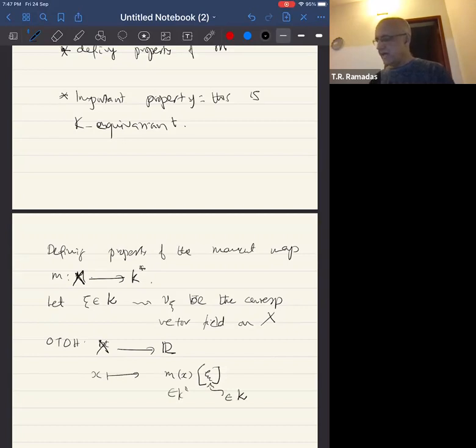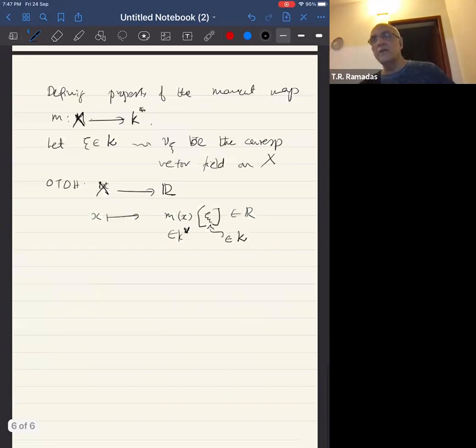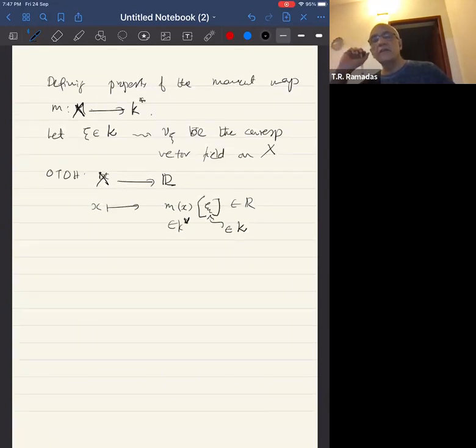So M_x is an element of k star, psi is an element of k, small k. So I can evaluate this element of the dual of the Lie algebra on this element of the Lie algebra to get a real number. Okay. So as x varies, I get a real-valued function on my symplectic manifold. Now remember, on a Riemannian manifold or on a symplectic manifold, that structure gives you a way of going from functions to vector fields.